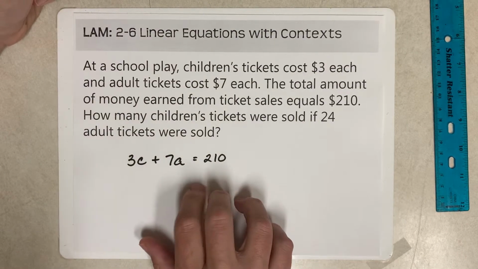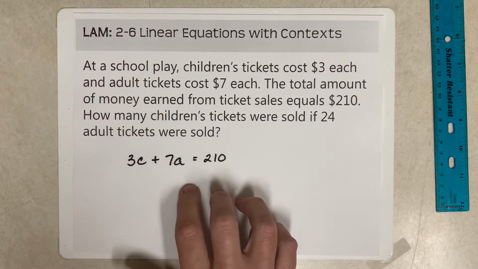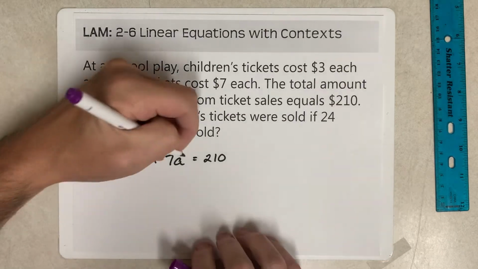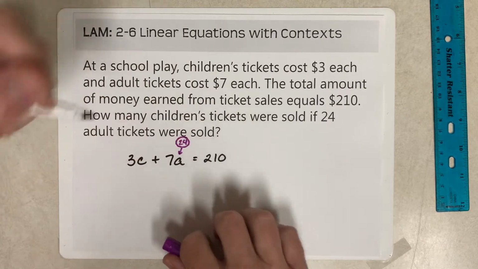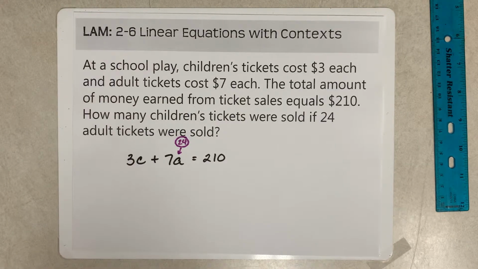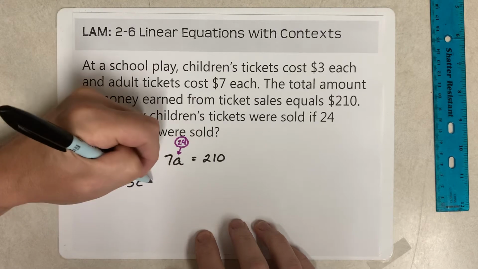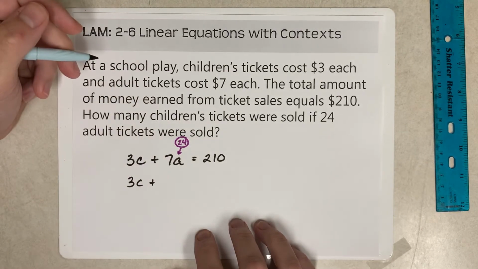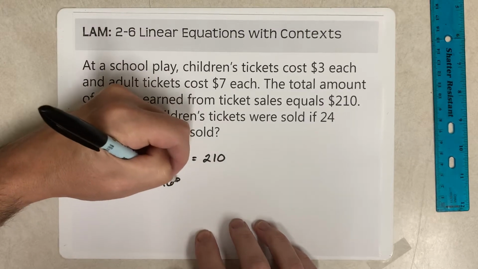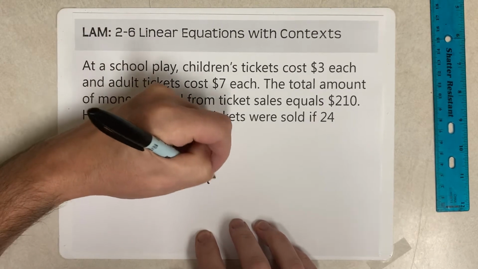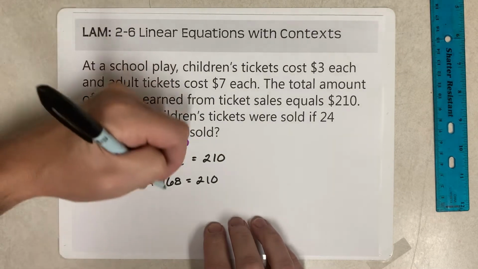And they're asking how many children's tickets were sold if 24 adult tickets were sold. And so if we have 24 adult tickets sold, then we need to plug in a 24 for the A right there, because that's what A equals. So we know that, but we don't know what C is. So now we have 3C plus 7 times 24, which is 168, equals 210. So probably what we need to do is subtract 168 on both sides.